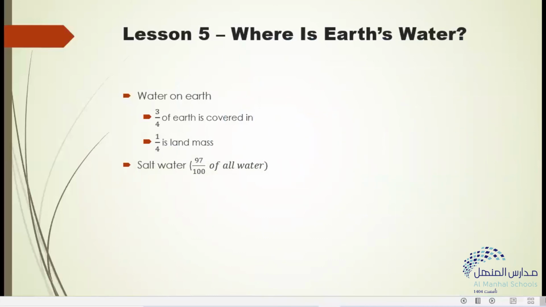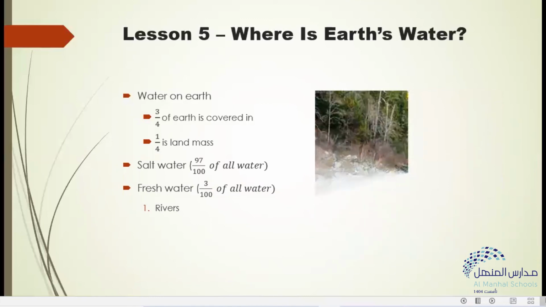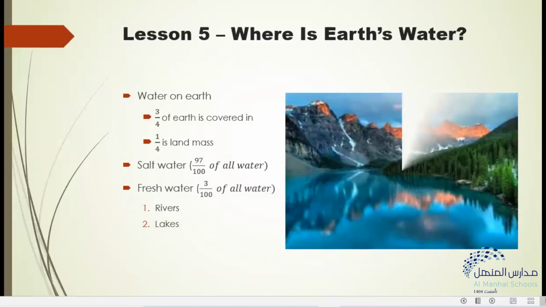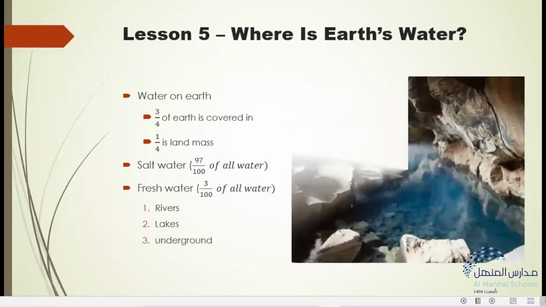Out of this water, 97% of that water will all be salt water and only 3% will be fresh water. You get these in rivers, lakes, and underground.